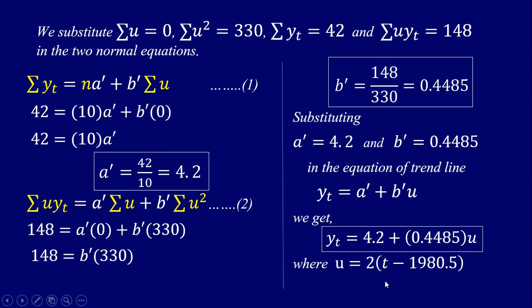For example, if we want the trend value for a particular year, suppose 1981, we only have to substitute t is equal to 1981 here, subtract 1980.5 from that, multiply by 2, and substitute this value of u here, and this calculation will give the index for that particular year 1981. So using this trend equation we can find trend values for any year from the given data.